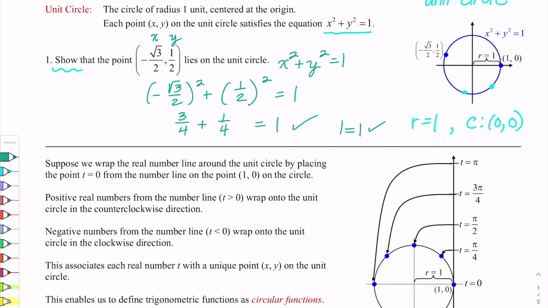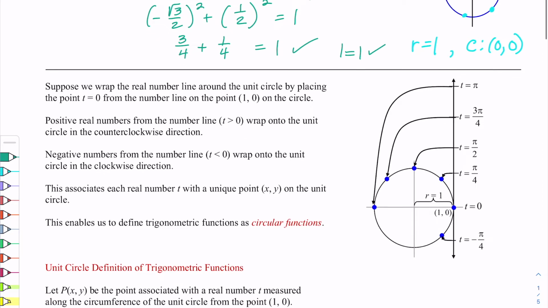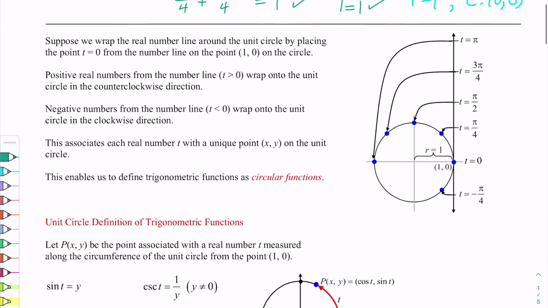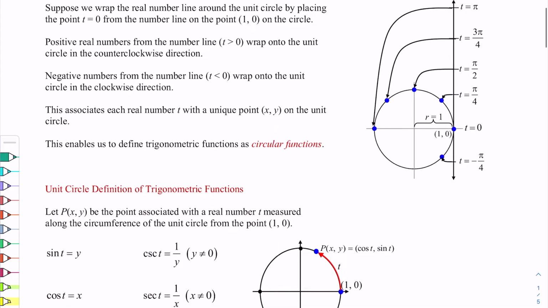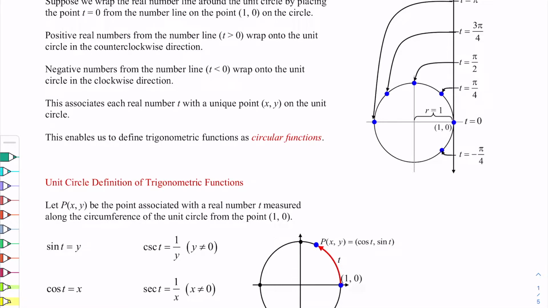Okay, now suppose we wrap the real number line around the unit circle by placing the point t equal to 0 from the number line on the point 1, 0 on the circle. So as you can see, at 1, 0 on the circle, we have a number line that we have now written vertically. So here is our number line. And we are going to wrap that around the circle. And this just makes it so nice to help students remember where all of these are placed.